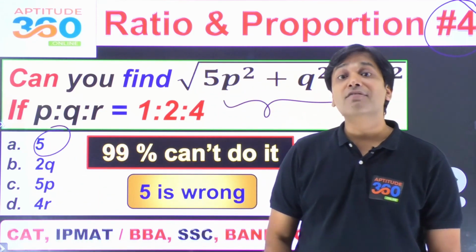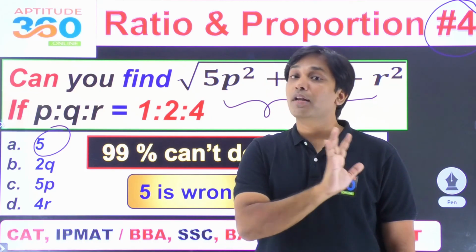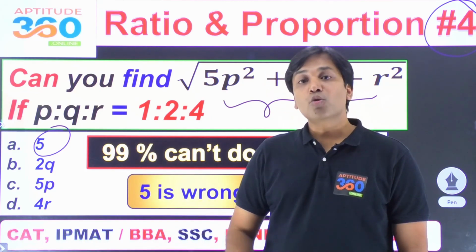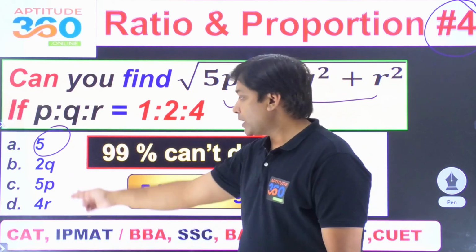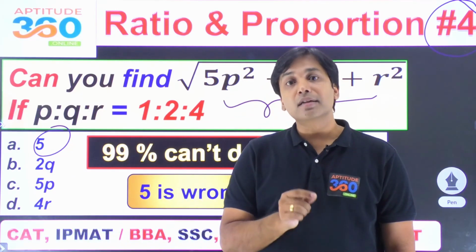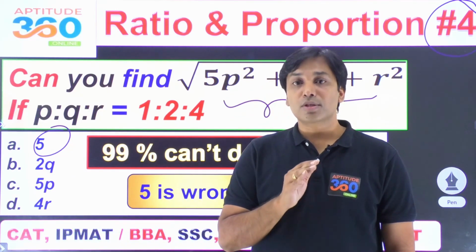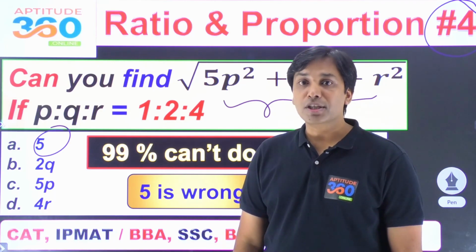Majority of you, 90-95% of students would say that 5 is the answer. Well, 5 is not the answer. So why is 5 not the answer? What could be the other answer? This is what we are going to see in video number 5 of the series. So this is where I'm going to see you. Thank you very much for watching this one. Bye bye and take care.